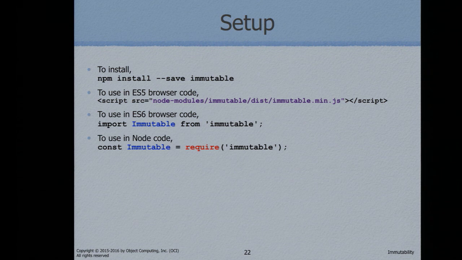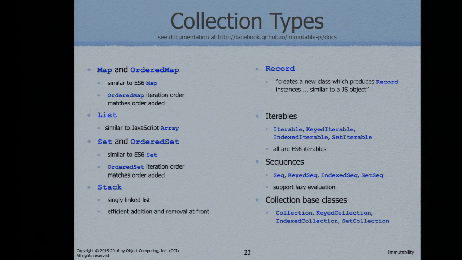With ES6, you can use an import to pull that in, and if you need to use this in Node, you can use a require. And in either case, you end up with a reference to this immutable object, and all the collections hang off of that, as we're going to see in some examples.